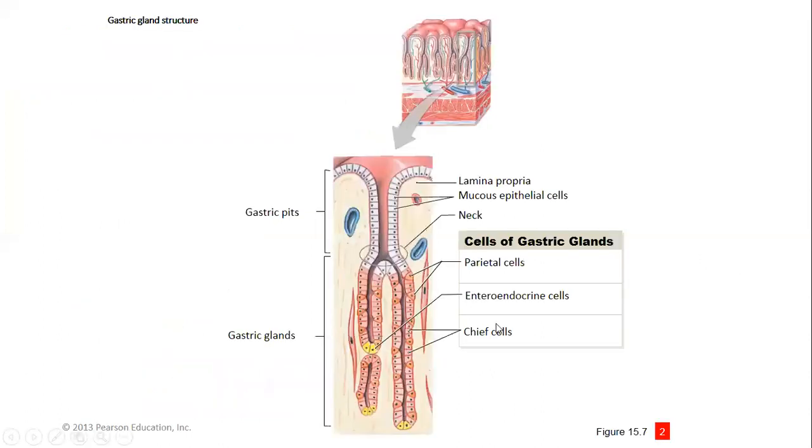So here's the cells. You can usually find some of them strewn throughout the epithelial tissue. You can find some of them deep to the epithelium in the lamina propria. There's parietal cells, there's chief cells, and enteroendocrine cells that can secrete hormones.